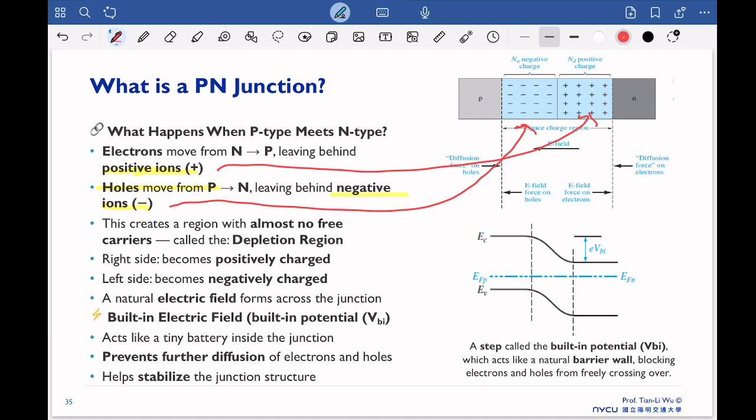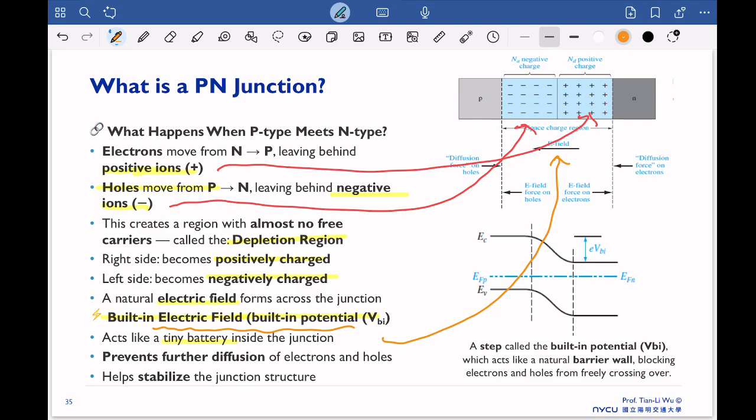So actually this positive and negative charge here will create a region that we call the depletion region. So the right side will become the positive charge, and the left side becomes the negative charge. And because we have this positive charge here and negative charge here, in the end they will induce a natural electric field inside. That's what we call the built-in electric field, or the built-in potential. Just like there's a tiny battery inside this junction. So you will have this electric field naturally formed here, immediately after the P and N are put together.